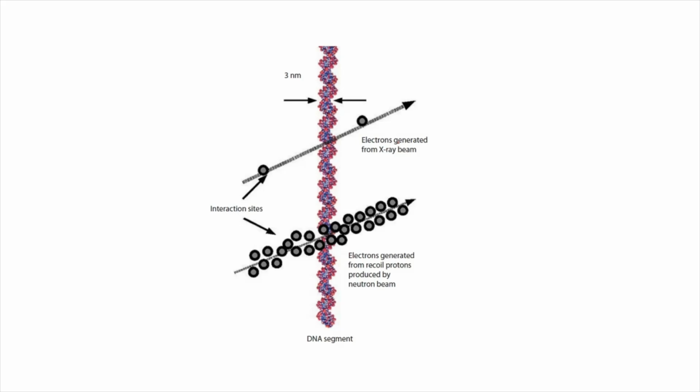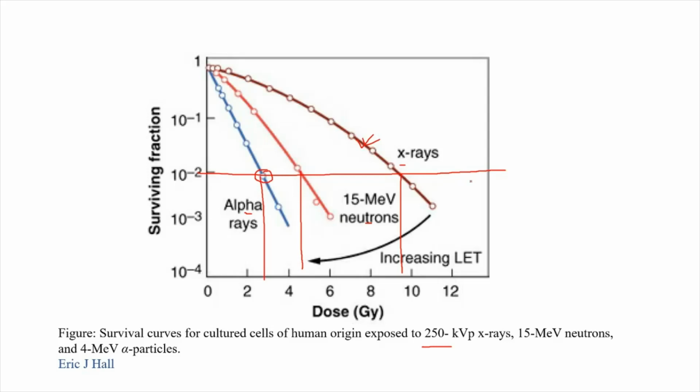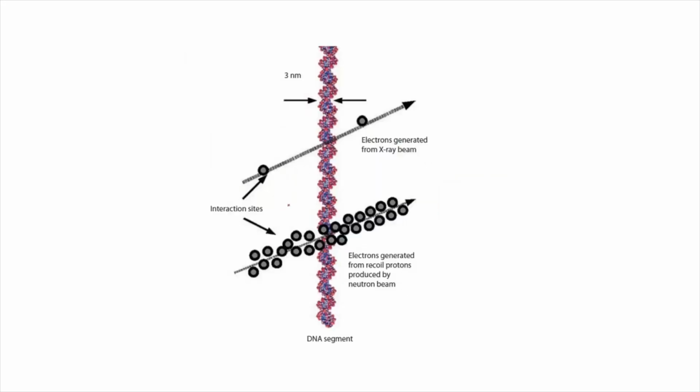Now, that's how low LET radiation and high LET radiation interact with the DNA. With low LET radiation, the interaction sites are very sparse. So the probability that low LET radiation will interact with the DNA and cause double strand breakage is very low, and that's why cell lethality by means of X-rays is so low. But if you consider the case of alpha particles or any other high LET radiation, you can see there are more interaction sites.